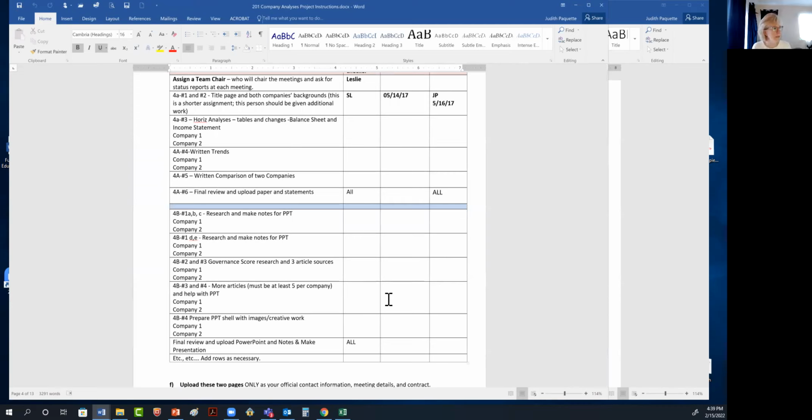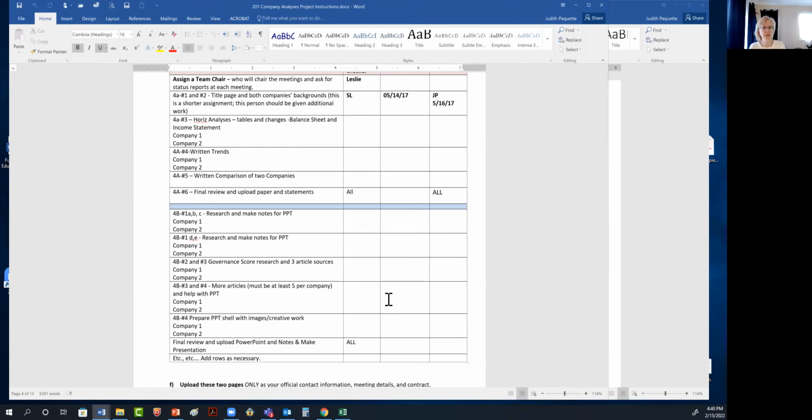Aaron, is that all you're doing? Yeah. The written trends? Yeah, I think for 4A, I think that and I'm auditing one of the others. I think I'm auditing the written comparison. So again, both of my assignments are written. Are you doing anything for 4B? For 4B, I'm doing the governance score. So you could do that instead. Okay, I can get started on that.